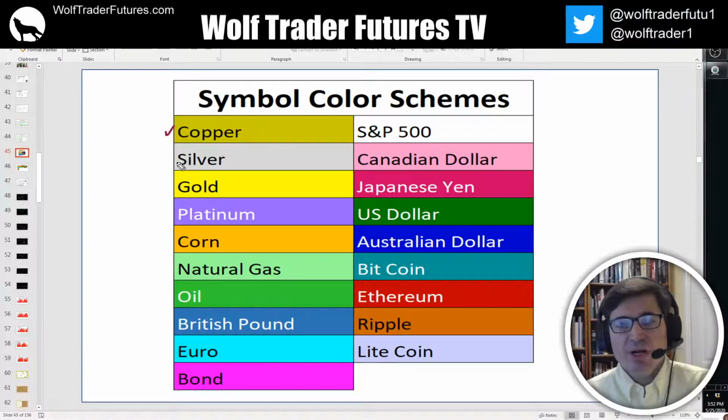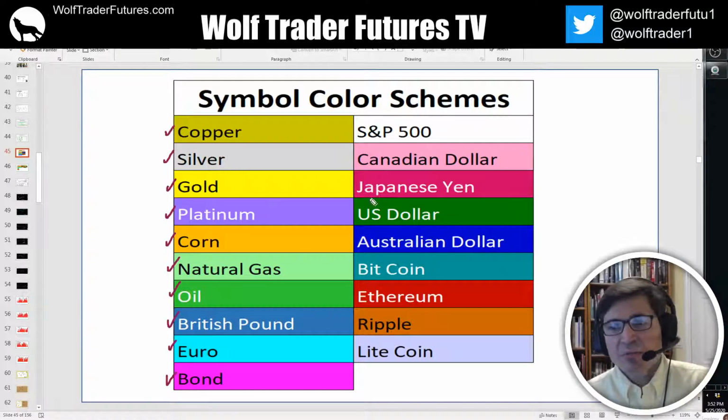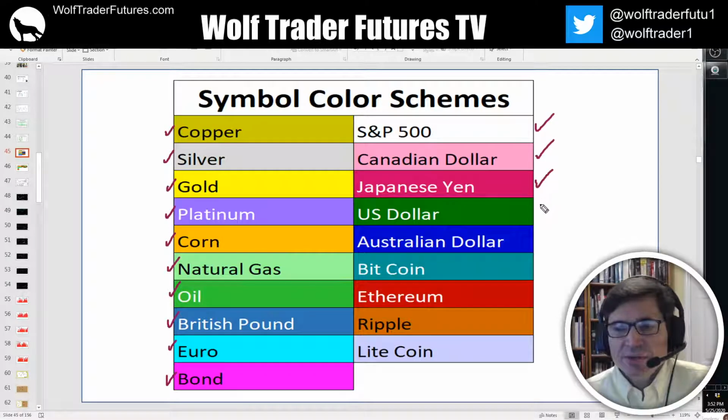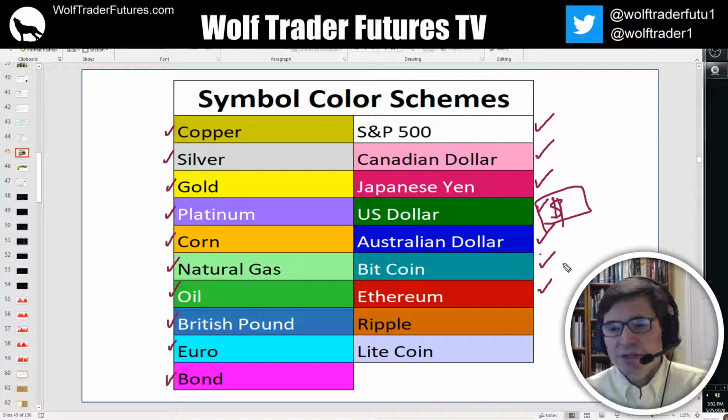Copper is this bronze color, silver is kind of grayish, gold is yellow, platinum is a light purple, corn is orange, natural gas is light green, oil is dark green, British pound is an off blue, euro is always aqua, the bond is pink, S&P 500 is white, Canadian dollar is light pink, Japanese yen is fuchsia, US dollar is dark green, appropriate color, right, for the dollar. Australian dollar is dark blue, Bitcoin is a teal blue, Ethereum is a red, Ripple is a burnt orange, and Litecoin is a light lavender color.